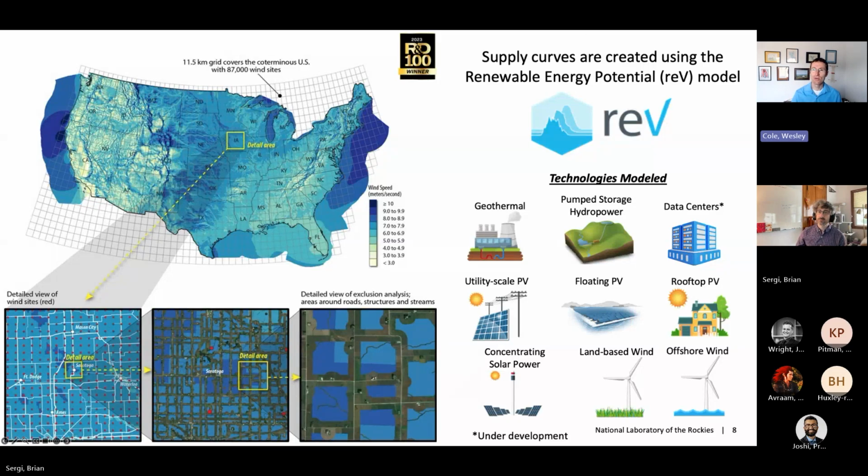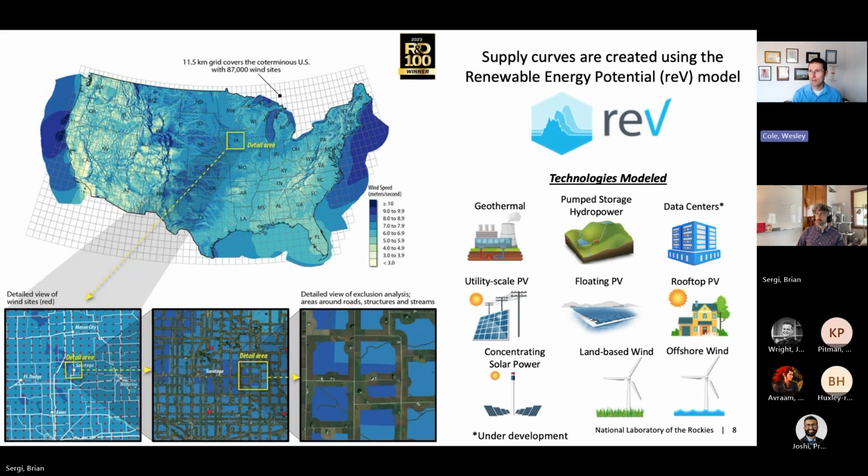So to create these supply curves, we're using the reV model, which has been developed at the lab for quite a while. The idea is that you have a grid of the United States. Within that grid, you could zoom in and say, okay, there are roads, or buildings, or other things, and we have to have certain setbacks away from those. That gives us what the developable area is, and it's going to vary by technology. The technologies modeled are shown here.